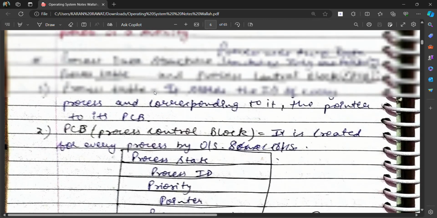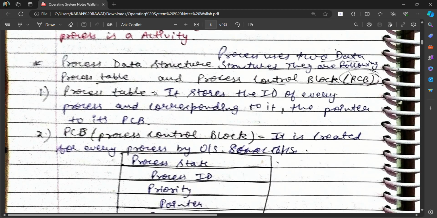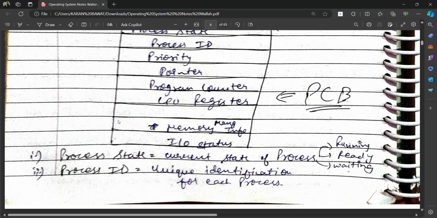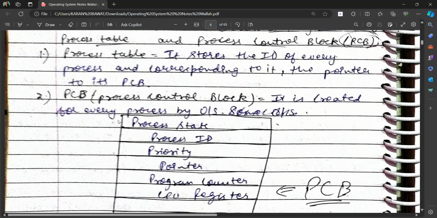And what is PCB? It is basically a data structure of a process. A process basically uses two data structures: the process table and the PCB. And I told you that PCB is very important, so this can be asked in your exam. So you should know that PCB is basically created by the operating system for every process.